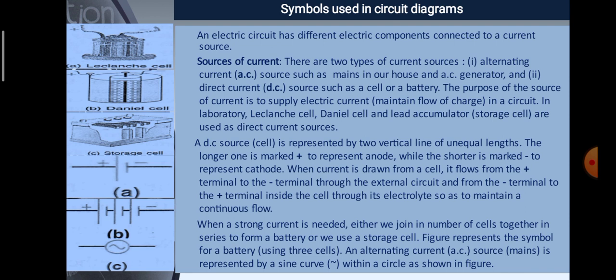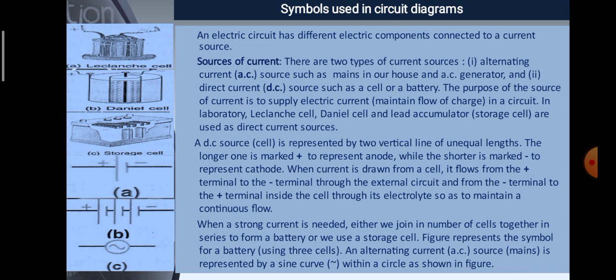The longer one is marked plus to represent anode, while the shorter is marked minus to represent cathode. When current is drawn from a cell, it flows from the positive terminal to the negative terminal through the external circuit, and from the negative terminal to the positive terminal inside the cell through its electrolyte, so as to maintain a continuous flow.